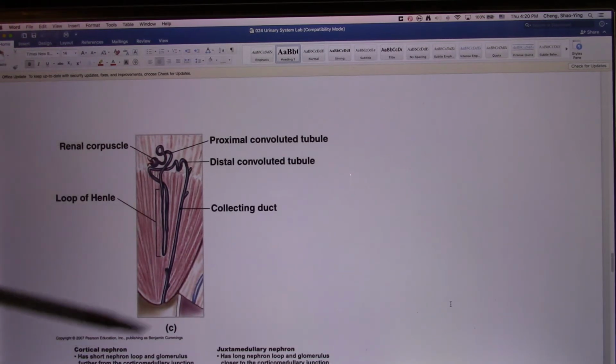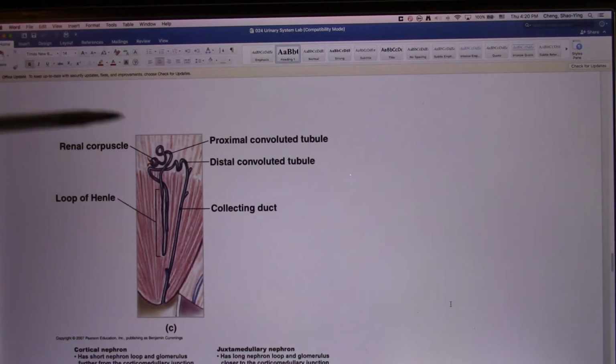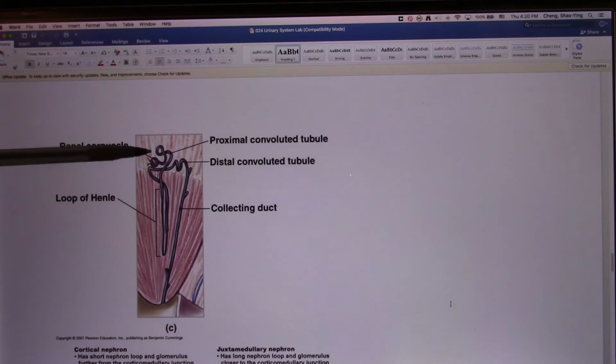So for this model, you need to be familiar with the tubes, the name of each one of them. So the first one is this one. The head part is called the renal capsule, also called the Bowman's capsule. So the blood will go from the afferent arteriole, this very small blood vessel, go to the glomerulus, and that's the capillary hidden inside. You won't be able to see the glomerulus because it's blocked by the Bowman's capsule.